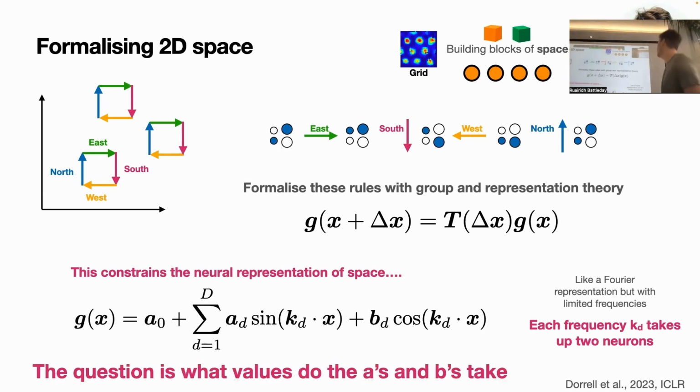And of course, the question is, well, this still could be pretty arbitrary. What on earth do these values of A and B take? If we know what those values A and B should take, then it will tell us exactly what our representation should look like.